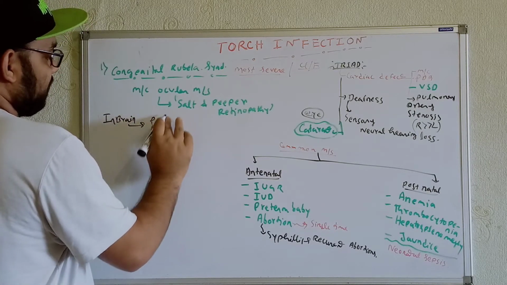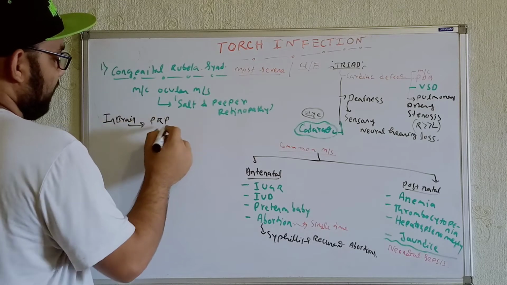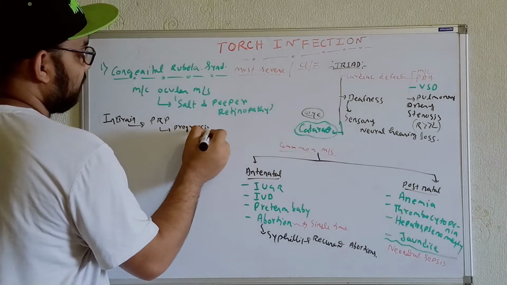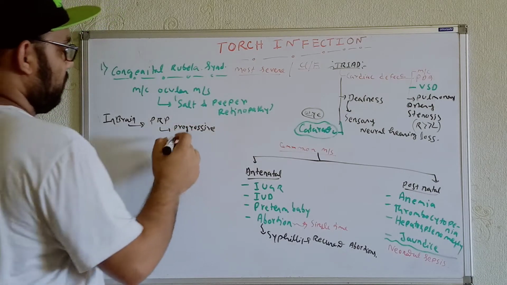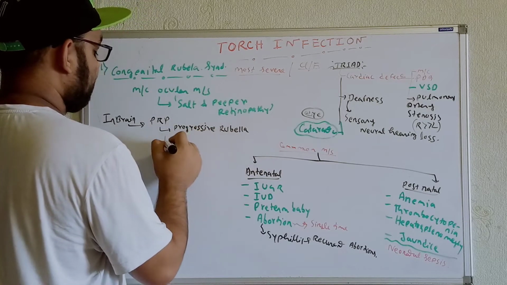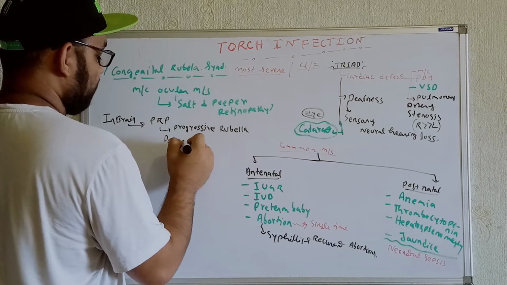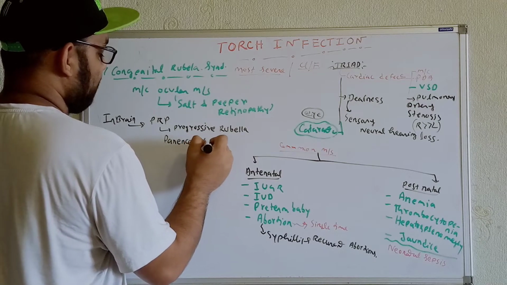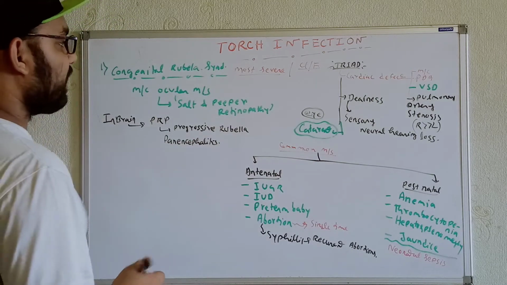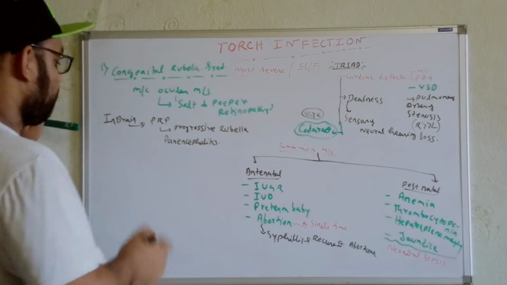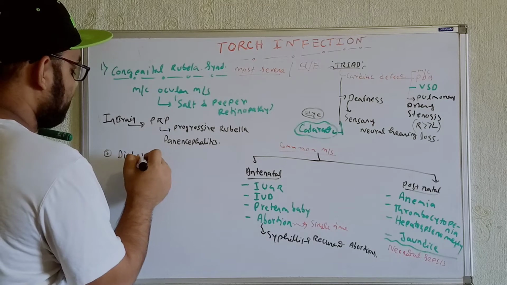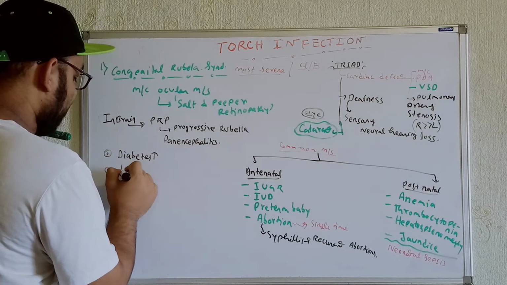PRP stands for, let me write it over here. We'll get progressive rubella panencephalitis. We'll get inflammation within the brain in these cases. And the other symptoms, or we can say risk factors, we can get in these cases: the diabetes. Chances of having diabetes are more. We can also get hypothyroidism.